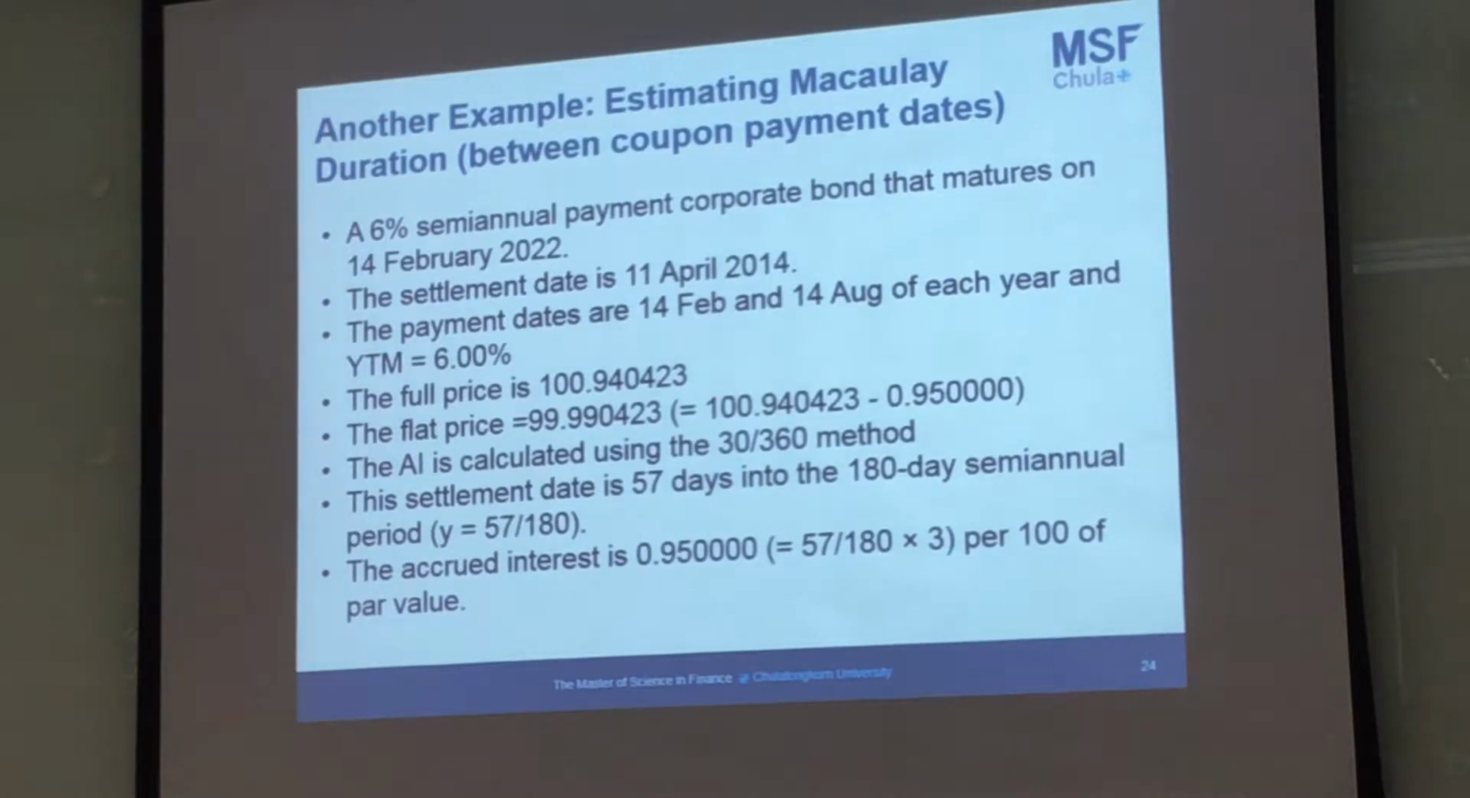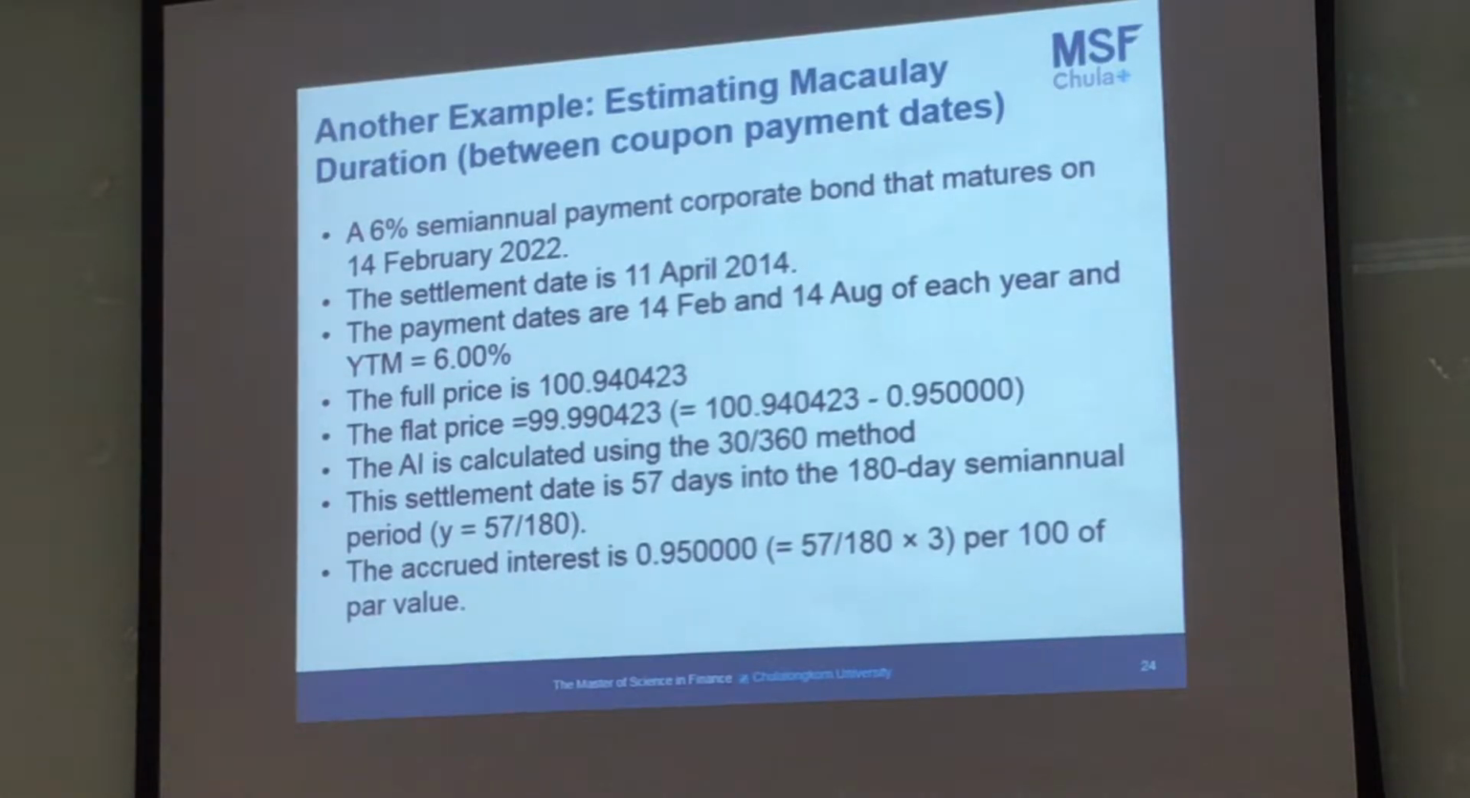Now, suppose we estimate the Macaulay duration in between coupon payment dates. A 6% semi-annual payment bond will mature on February 14, 2022. The settlement date is 11 April 2014. So the coupon payment dates are 14 February and, 6 months later, 14 August. Yield to maturity is 6%. The full price is 100.94, which you can estimate using the formula from the last chapter.